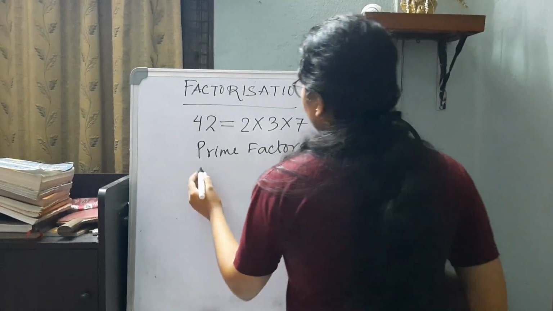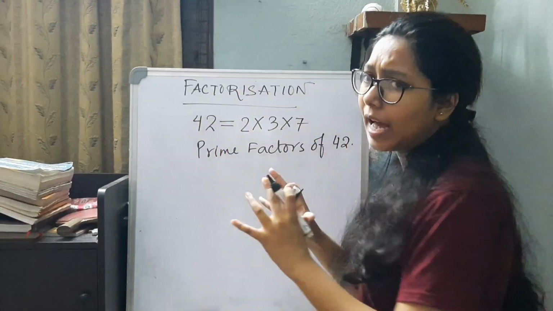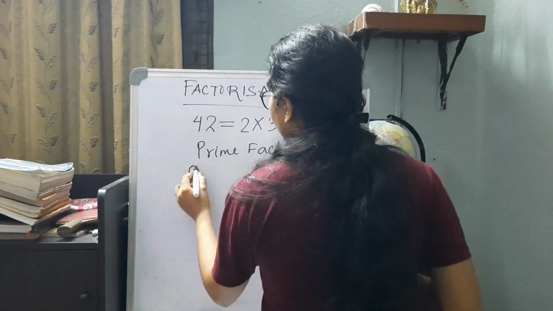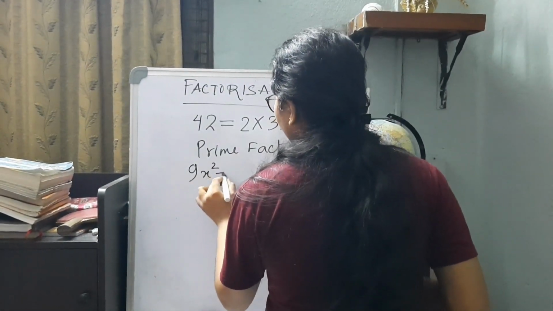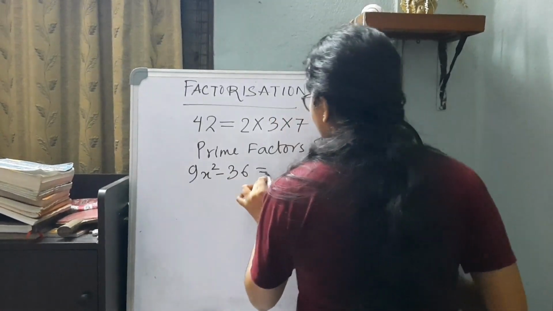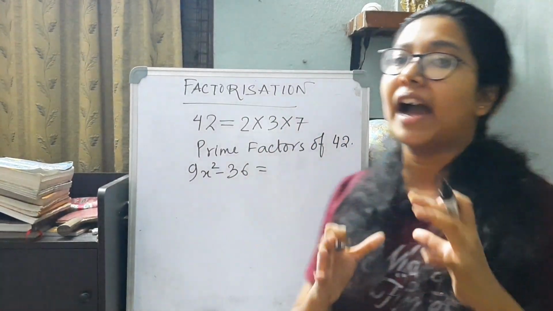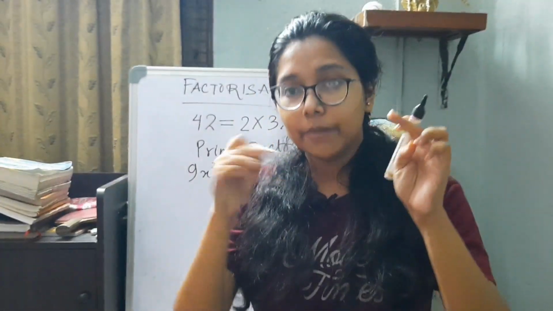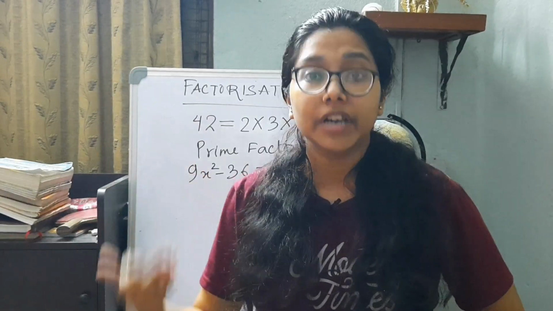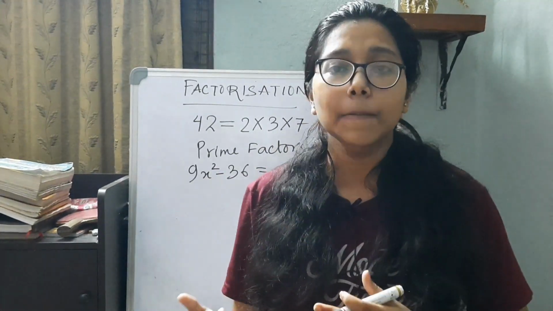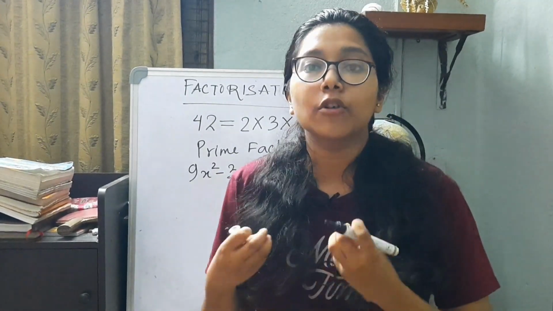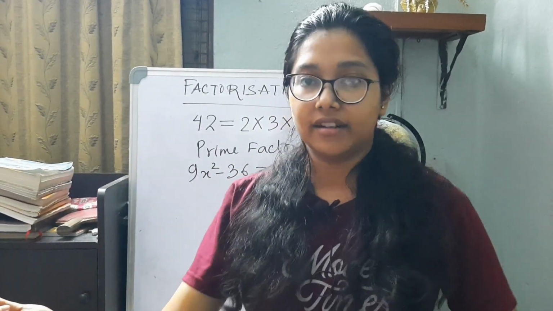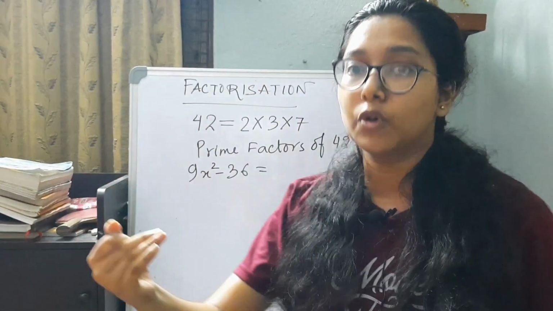If I go for a very simple example in the beginning, just to make you understand what a factor is, take 9x square minus 36, and we are asked to write this in factor form. Factor form means irreducible algebraic expressions in the form of a product, which cannot be further factorized.